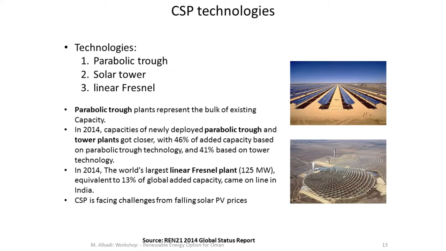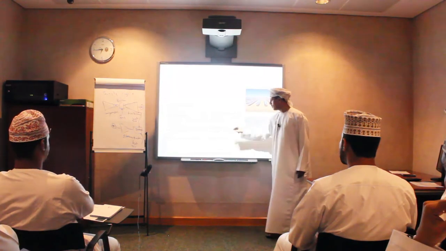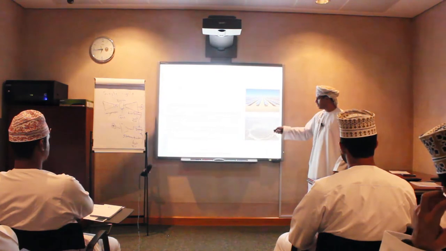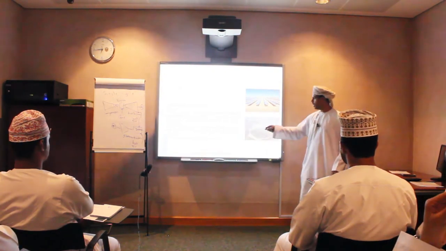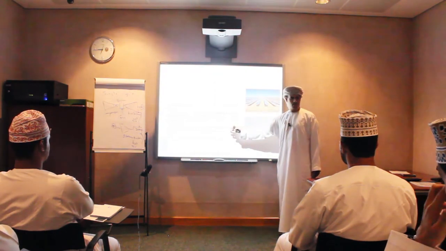The world's largest CSP plant was installed in India. This was 125 megawatts. Just to give you a sense of capacity, the Wadi Jizz power plant is about this capacity. This is a small power plant. The Rusail power plant is about 600. So this is a small power plant.